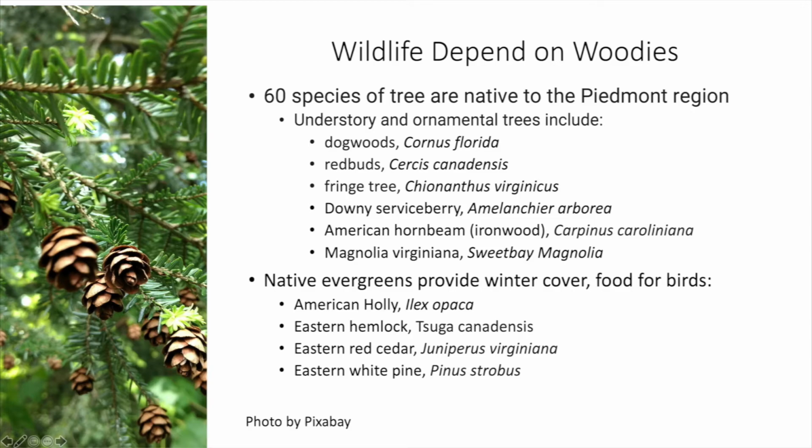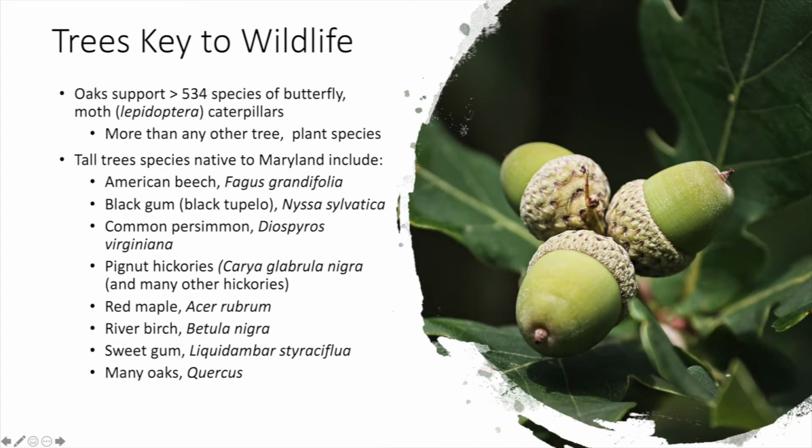Wildlife depends on woodies. Sometimes we forget the importance of shrubs and trees for wildlife. As a master gardener, I was taught that there were 2 types of trees, understory or ornamental trees, which grow on the edge of the forest or can take full sun, like dogwoods and redbuds, and the tall trees, over 50 feet. It is a convenient way to view trees. So this was a very straightforward way.